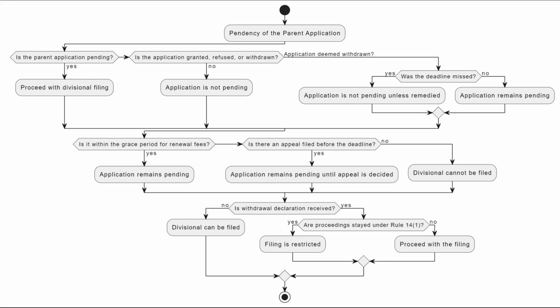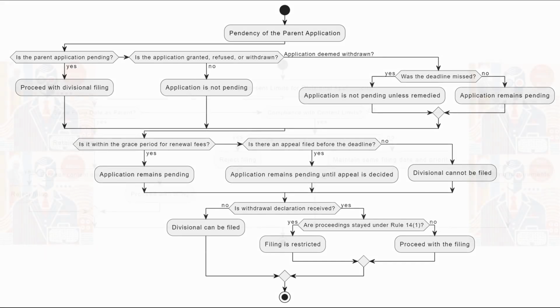An application remains pending until the European Patent Bulletin mentions the grant of the patent. If the parent application has been refused or withdrawn, or is deemed withdrawn, the divisional cannot be filed. But what if the parent application was deemed withdrawn because of missing a time limit? For example, failing to pay the filing fee or renewal fee? In such cases, the application stops being pending as soon as the time limit expires.